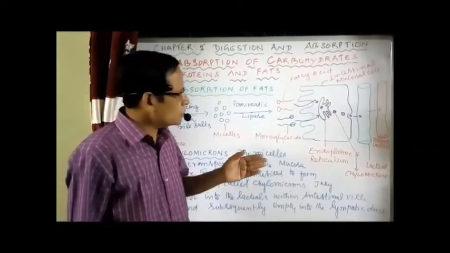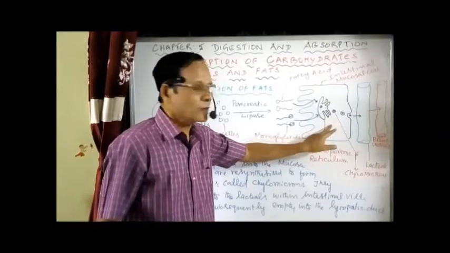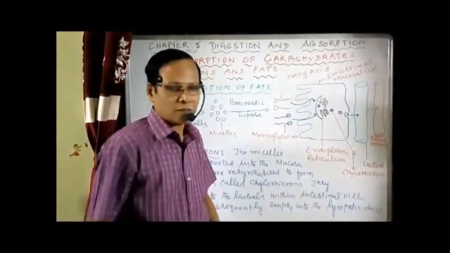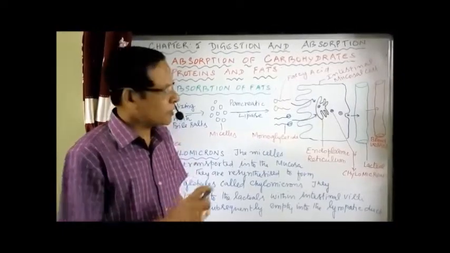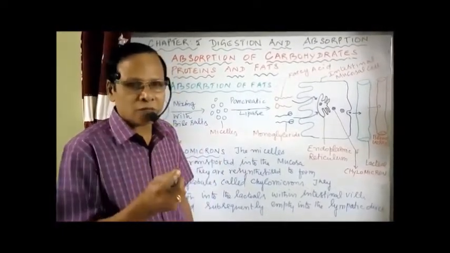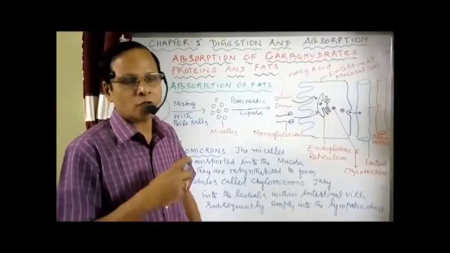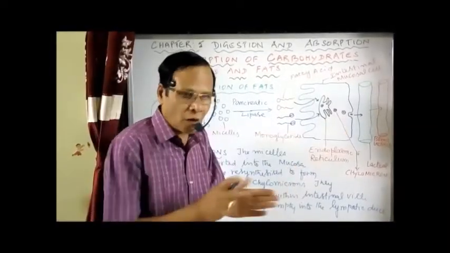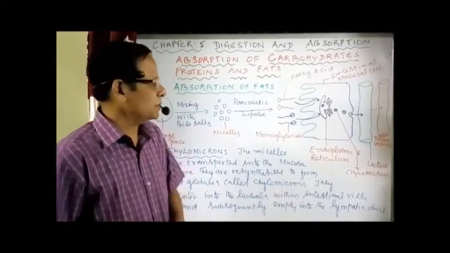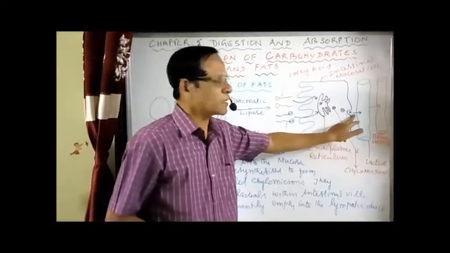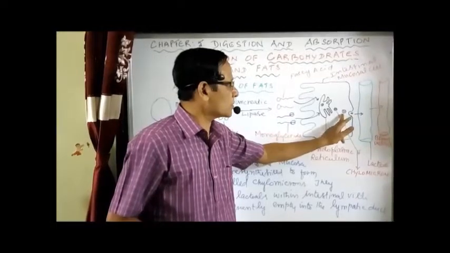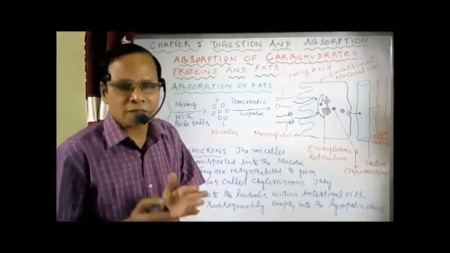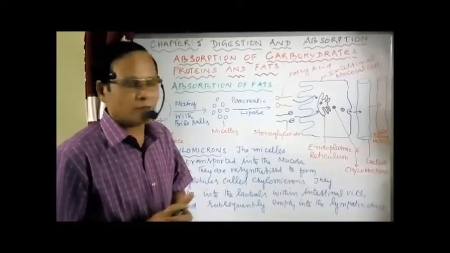They move through the cell of the mucosa by means of exocytosis. Invagination is formed, and endocytosis means taking in of any material by the cell. Here exocytosis means giving out the material by the cell. So by means of exocytosis, the chylomicrons enter into the lymphatic duct, the lacteal present within the villi.